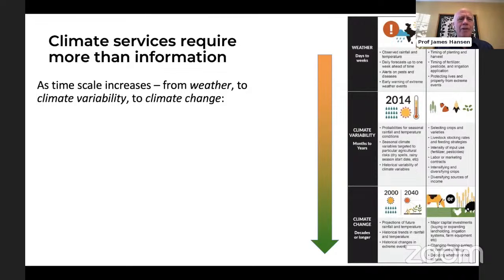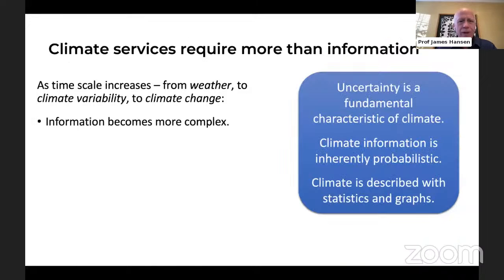Timescales of information become really important when we're dealing with decision makers and the types of services that they need. So think about going to longer and longer timescales, from weather, a few days to weeks, to climate variability, months to years, to climate change, decades to centuries. As the timescale increases, well, first, the information becomes more complex. Information is a fundamental characteristic of the climate system.